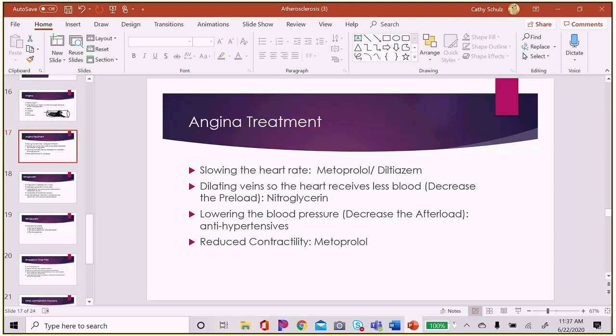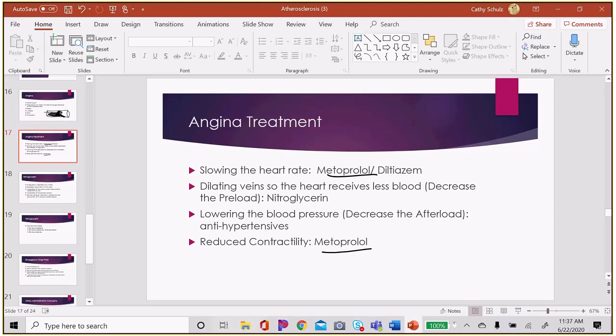And diltiazem is too, except that diltiazem is a different type of calcium channel blocker which affects the heart itself to slow the heart rate and potentially reduce contractility. I would not give nifedipine necessarily, because that could cause reflex tachycardia, which increases the work of the heart. So metoprolol is the key for us, because it brings afterload down and contractility.